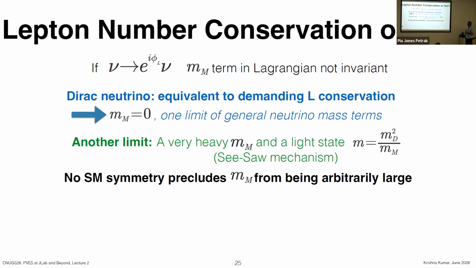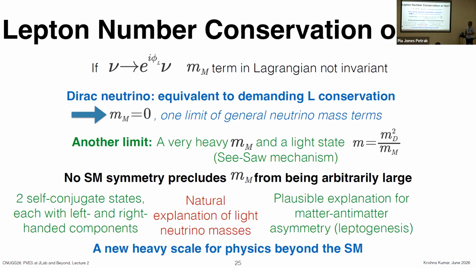Another limit is to have a very heavy state, so you don't see it nowadays, and then the light state. The so-called seesaw mechanism gives you a natural reason for why neutrino masses are light. So if you have Majorana neutrinos, you have two self-conjugate states and a natural explanation for light neutrino masses. And also, it gives you a new avenue to add to CP violation, because when you have lepton number violation, you also have baryon number violation, and then you end up with a new source of matter-antimatter asymmetry in the universe. So it's very attractive to try and see whether neutrinos are Majorana.